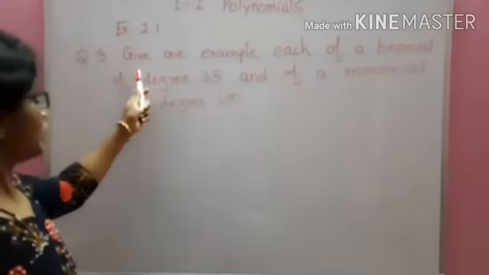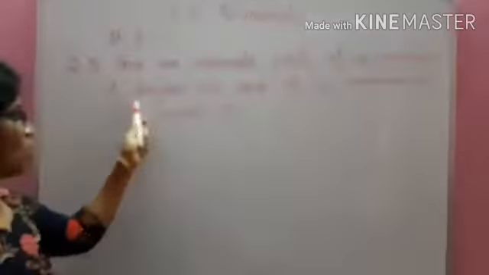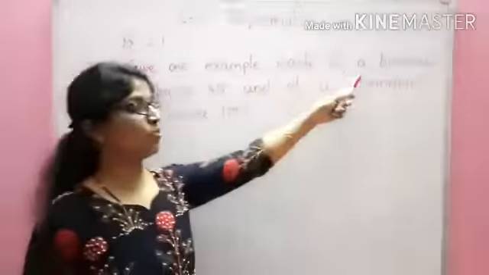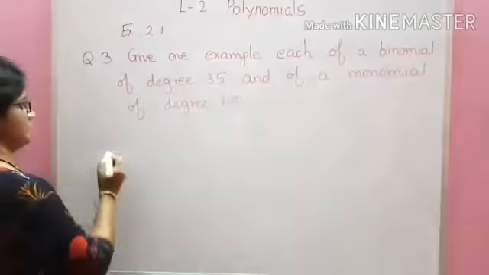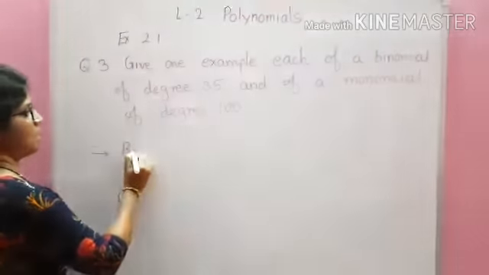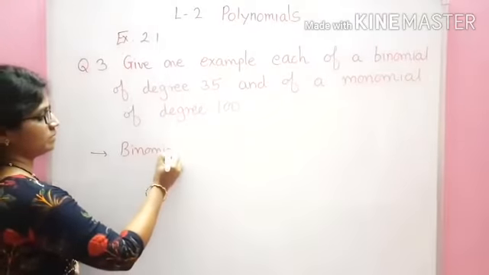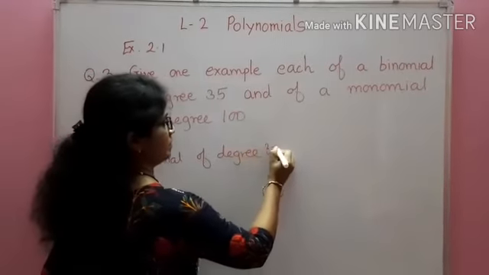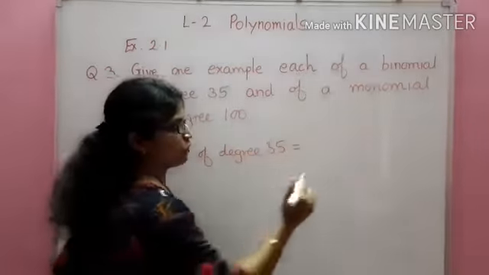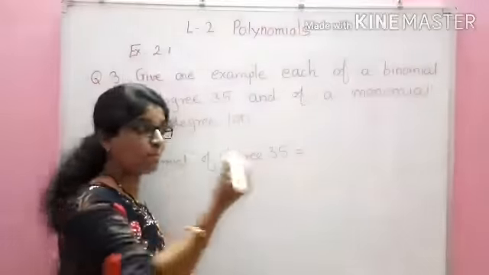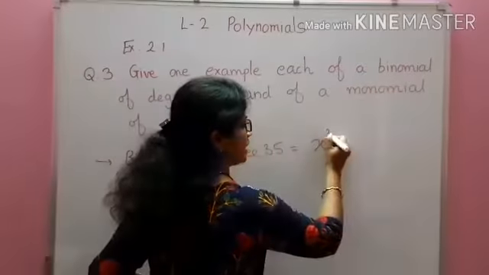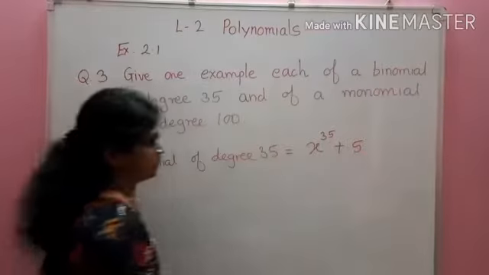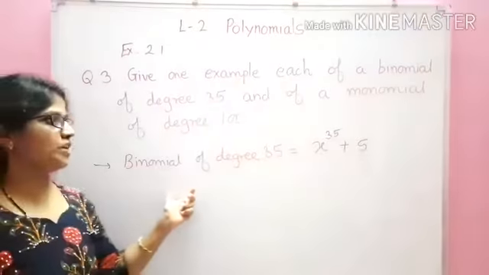Question number 3. Give an example each of a binomial of degree 35 and of a monomial of degree 100. Now binomial means what? 2 terms should be there. So here binomial of degree 35. 2 terms should be there. So degree 35 means what? Power should be 35. So I will write here x raised to 35 plus 5. So this is an example of a binomial of degree 35.